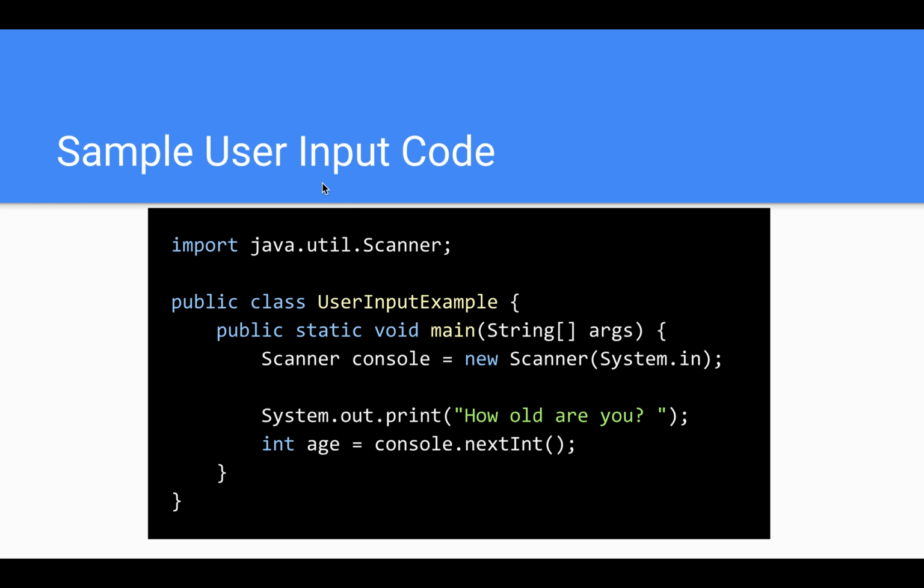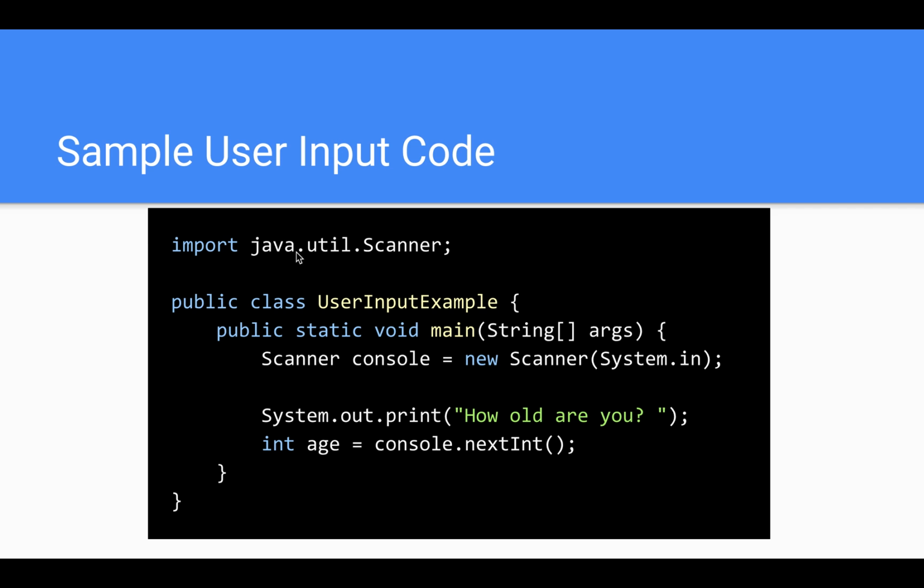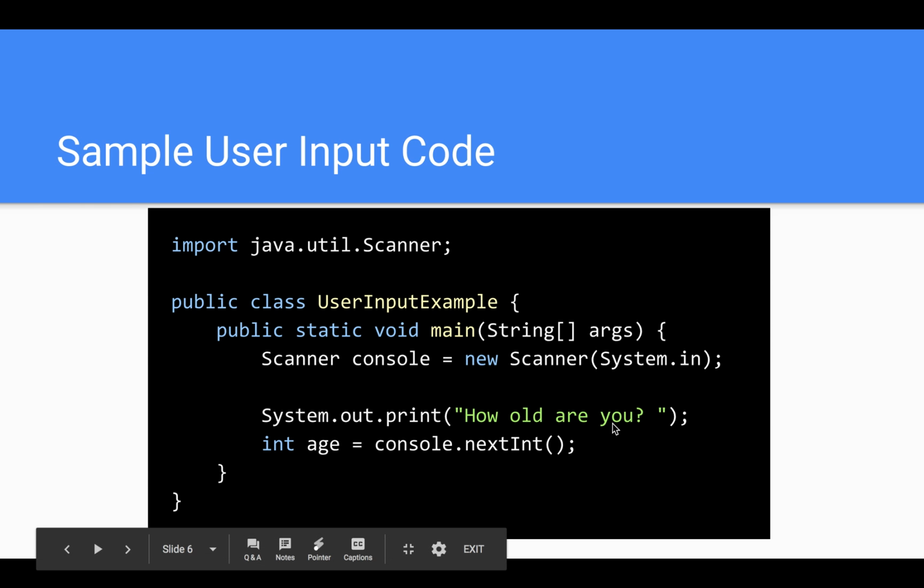So here's a scanner sample user input code. We have to import java.util.Scanner. That's important. If we don't have this import, Java doesn't know what to do with the scanner. And then we have Scanner console = new Scanner(System.in). And then System.out.print("How old are you? ") with a space, and then int age = console.nextInt(). And now age will hold whatever integer the person put in for their age.